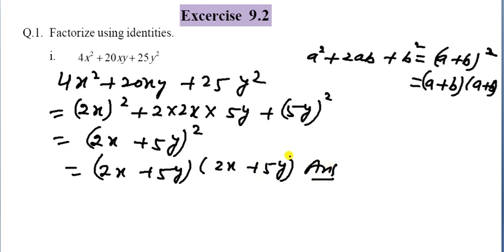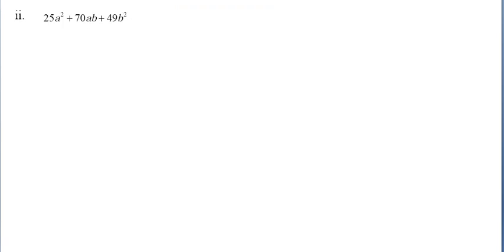So let us see what will happen in this question. It's very simple. I think you can do all this type of question. Let us see the second question.